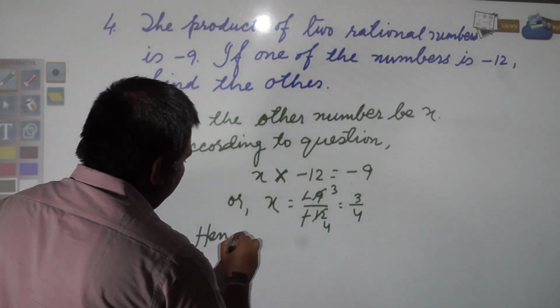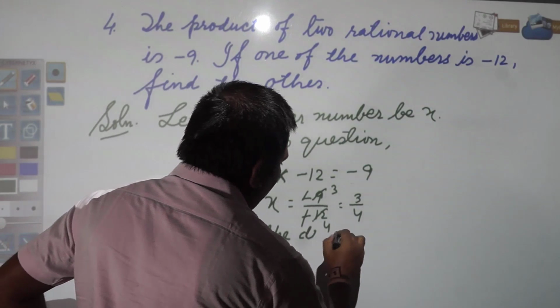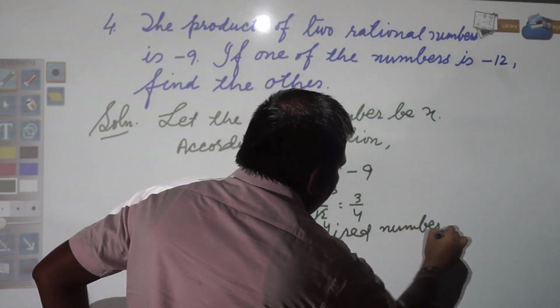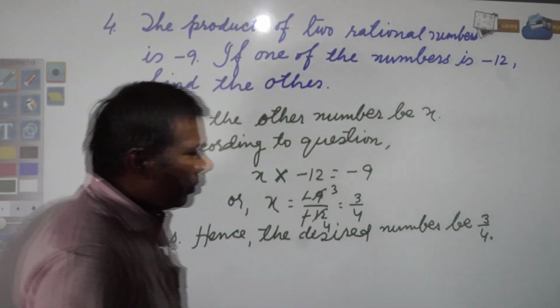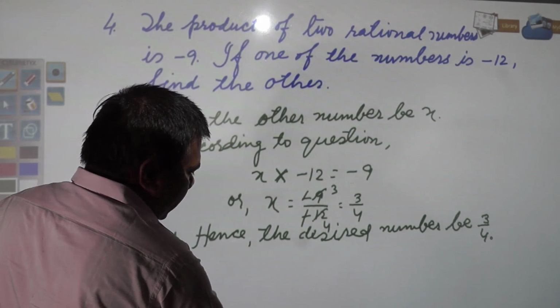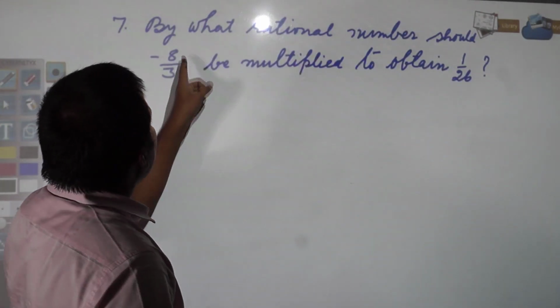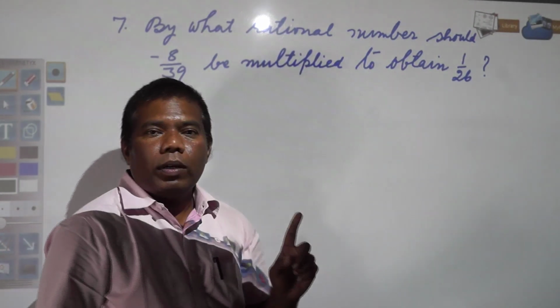Hence, the desired or required number will be 3 by 4. This will be your answer. Next you see, by what rational number should minus 8 by 39 be multiplied to obtain 1 by 26?